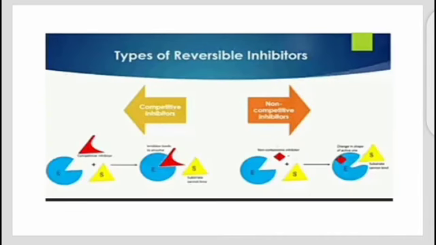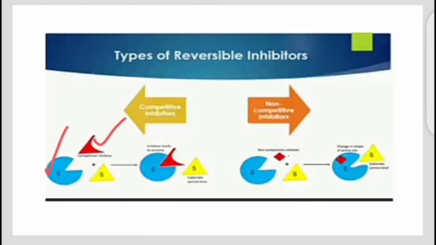In this slide, this one is the enzyme and this one is the competitive inhibitor. The shape indicates that both have structural similarity. So instead of the substrate, these inhibitors will bind to the active site, and because of this binding, no product will form and the substrate will remain as it is.